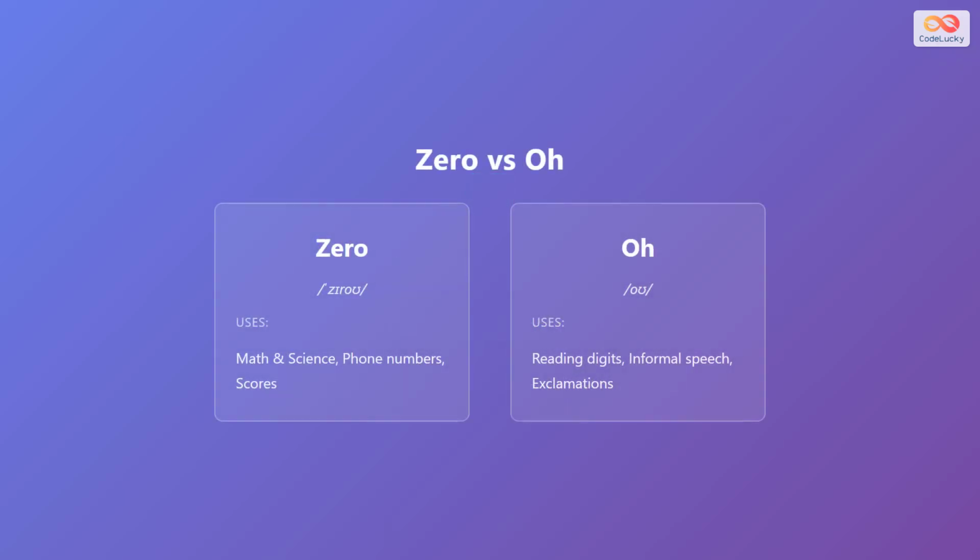Let's compare the two pronunciations. 0 is pronounced as zero and is used in formal contexts like mathematics, science, and technical settings. O is pronounced as O and is used more informally when reading sequences of digits or in casual conversation. Each has specific contexts where it is preferred.